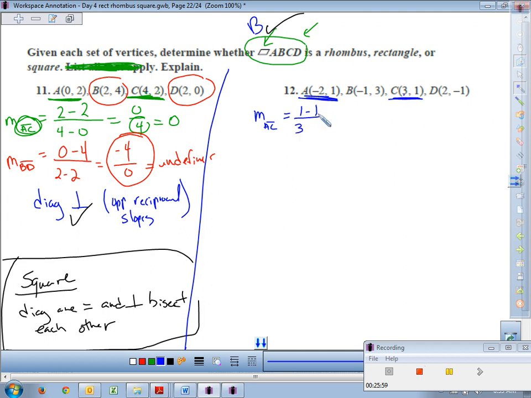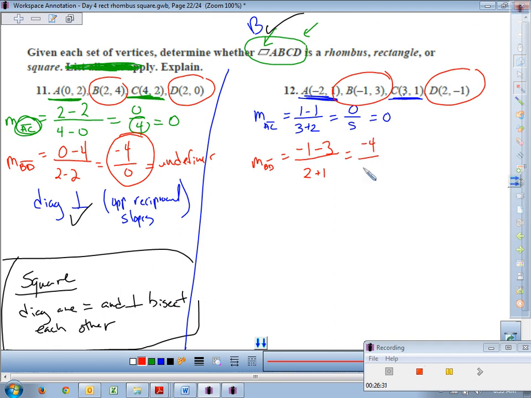You got to do 3 minus a minus 2, which is a plus 2, and you will get 0 over 5, which is 0. Again, so the slope of that is 0. If the slope of segment BD is undefined, again, they'd be perpendicular. So let's find the slope of segment BD, which is these two guys. -1 minus 3 over 2 minus a minus 1, which would give me -4 over 3. Obviously, those are not opposite reciprocals. What does that prove? That the diagonals are not perpendicular.